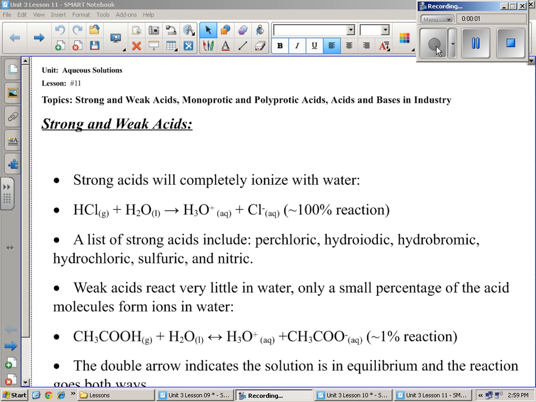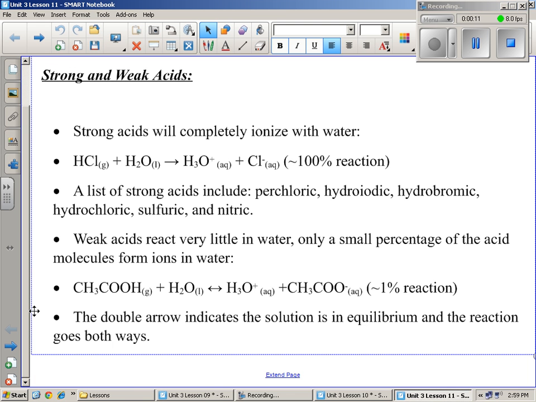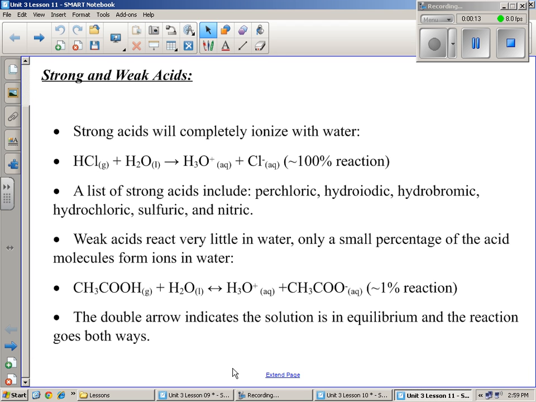Lesson 11, we are going to talk about strong and weak acids, strong and weak bases. So this is where you're going to get your list for strong acids. Actually, before we get to that, let's do this. Strong acids, you guys know this, or you should from lesson 1. Strong acids completely ionize in water. HCl reacts with water to give you H3O plus and Cl minus. That's our new definition of what an acid does.